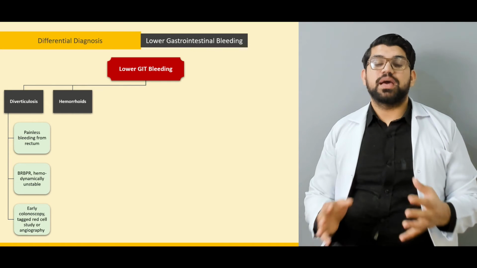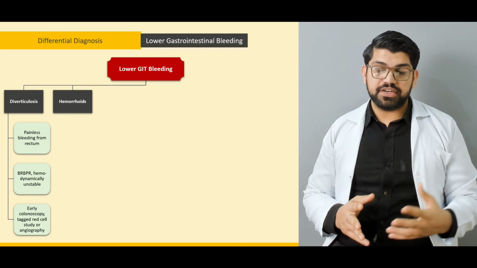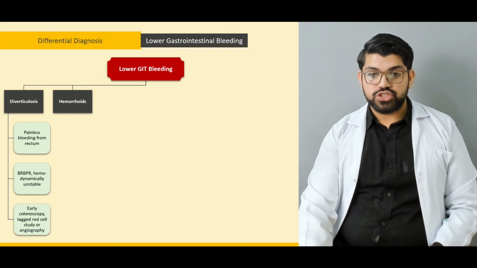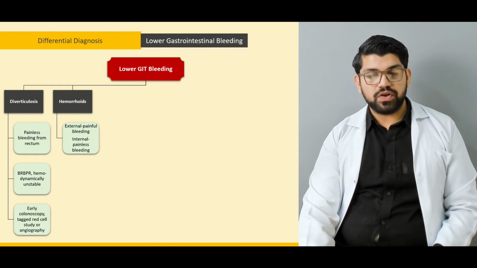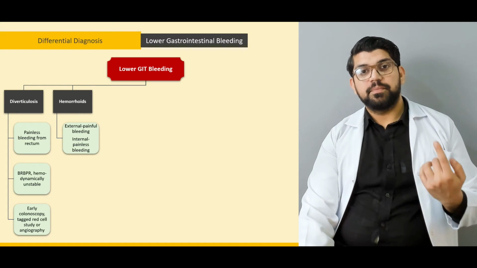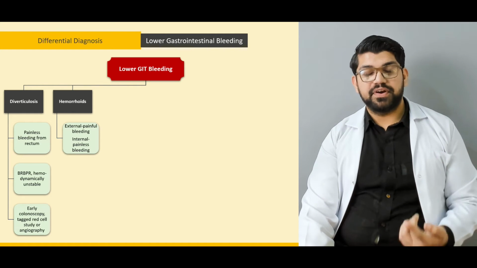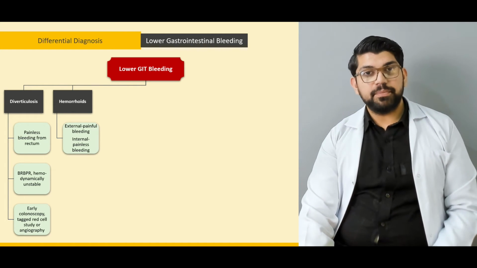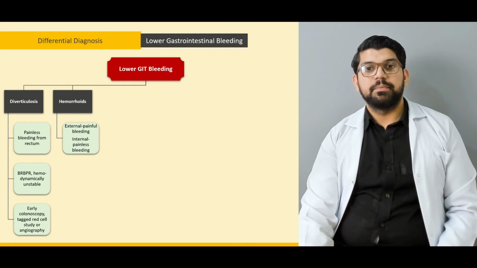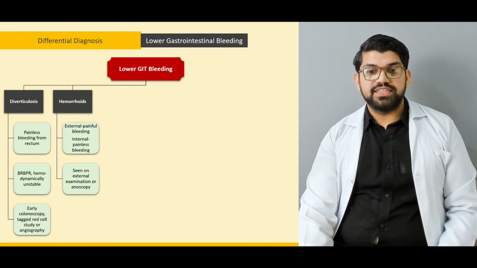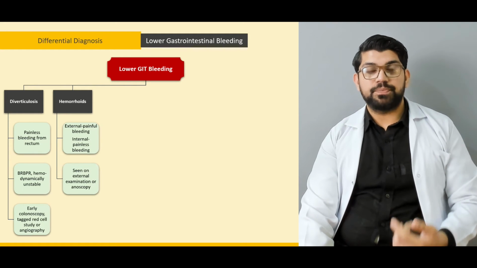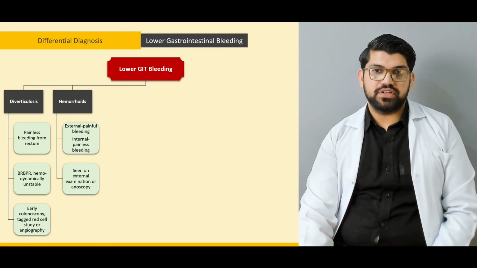Hemorrhoids, there are two types of hemorrhoids: bleeding internal hemorrhoids and external hemorrhoids. So bleeding hemorrhoids is also a common cause of per rectal bleed, and it is again fresh red per rectal bleed, external painful bleeding, and internal painless bleeding. Seen on external examination or proctoscope or anoscopy, both are the same thing.